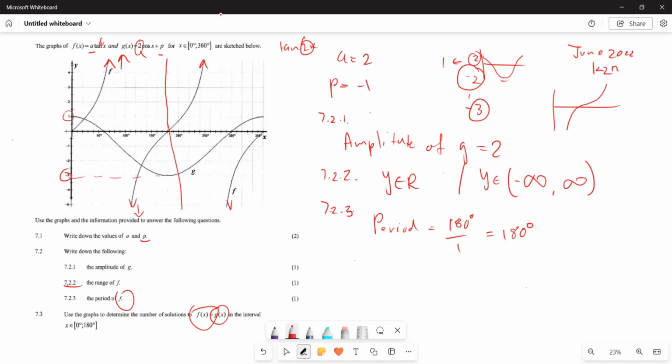Now, if you can look at the points where the graph of f of x and g of x are touching, because that's where f of x is equal to g of x, right? You are going to see that the graph is touching here and the graph is also touching here. So how many solutions is this going to have? For 7.3, this graph is going to have 2 solutions, right? So basically this is how we were expected to solve this question. Thank you very much.